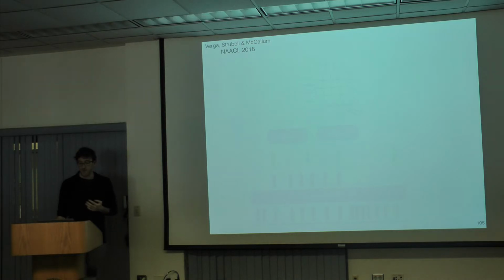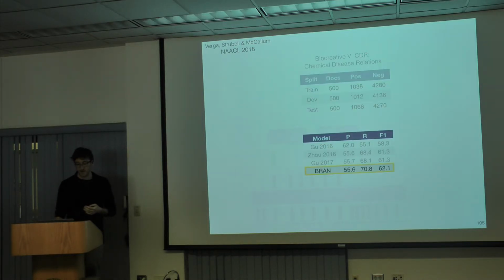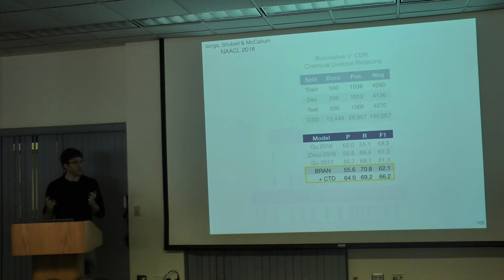So we evaluated our model on the BioCreative 5 chemical disease relation benchmark, and our BRAN model was able to outperform the previous state-of-the-art methods, which were ensembles of both feature and neural models. And we additionally ran experiments adding in a large amount of weakly labeled data, and as we had hoped, this is able to give us a pretty substantial boost in performance.